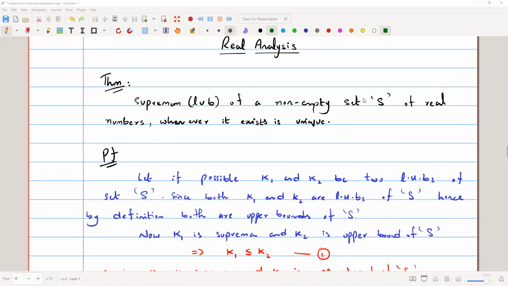So today in class we will discuss the supremum and infimum of sets, and bounded and unbounded sets. So we'll start with some theorems. The first one: the supremum of a non-empty set S of real numbers, whenever it exists, is unique. In this theorem, we have to prove that if a set has a supremum, then it is unique.